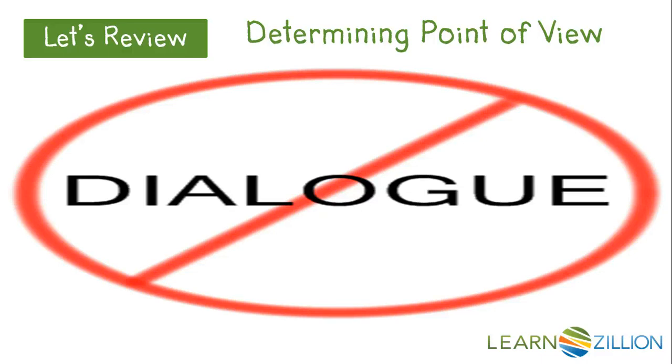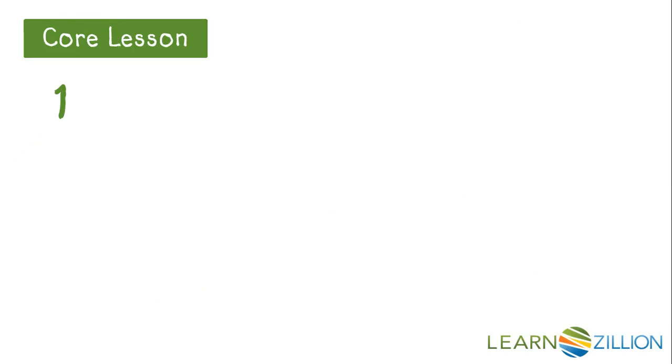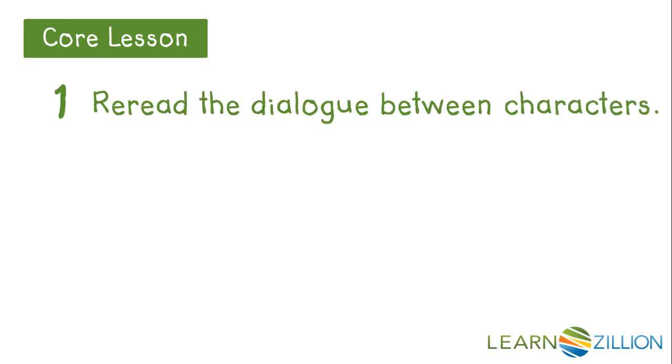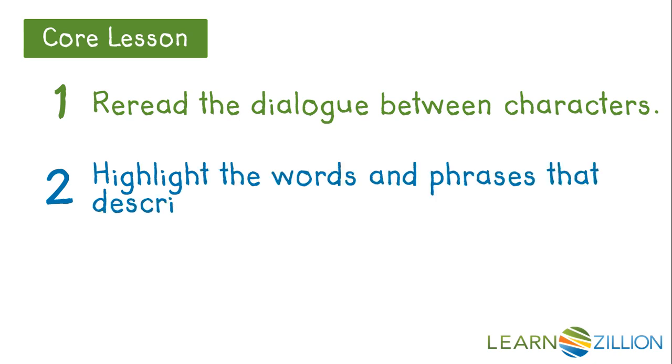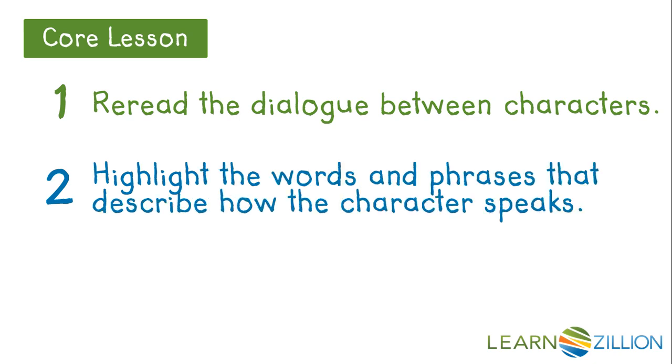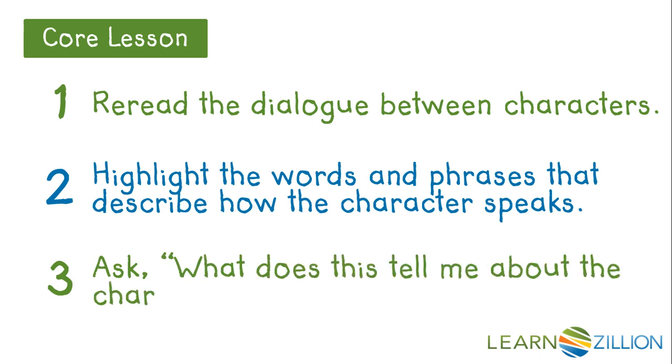So, when you're trying to identify how the perspective of Mrs. Black is different from the perspective of Mrs. Manstey, we are going to follow 3 steps. First, we will reread the dialogue between characters. Second, we will highlight the words and phrases that describe how the character speaks. And third, we will ask, what does this tell me about the character's perspective?